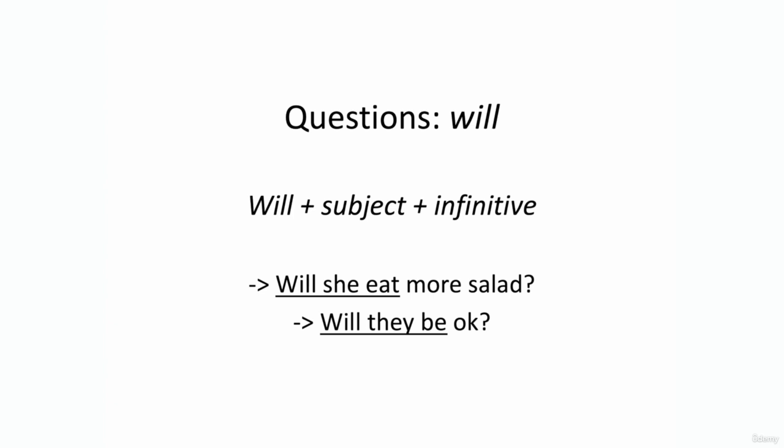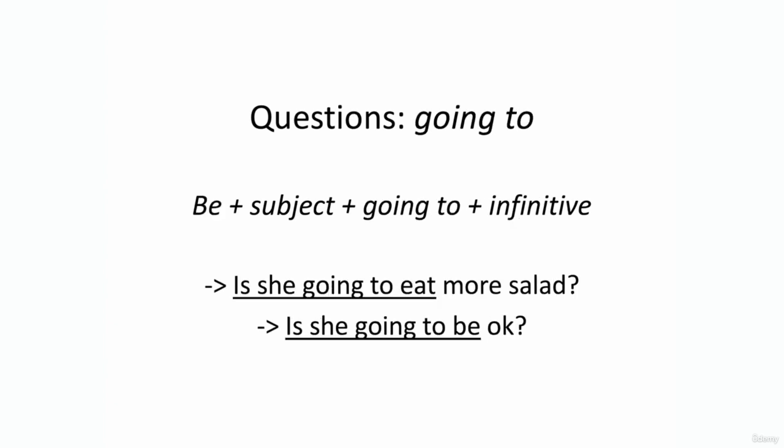Now, to ask questions with the auxiliary verb will, we follow the construction will plus subject plus infinitive. Will she eat more salad? Will they be okay? And to ask questions with going to, we follow the construction be in the present tense, plus subject, plus going to, plus infinitive. Is she going to eat more salad? Is she going to be okay?